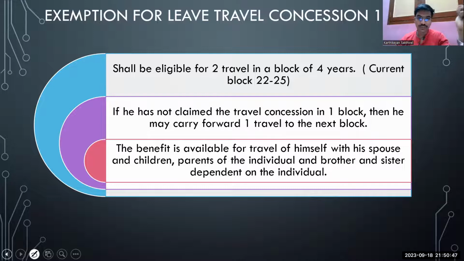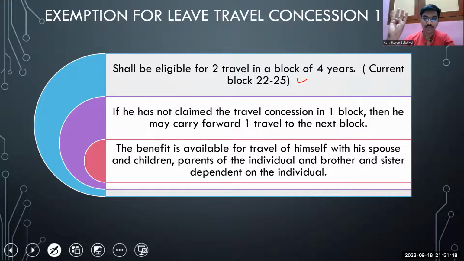Okay, wow. So assume, for example, the employer is sponsoring a tour every year. What will happen is that the first 2 will be exempt, provided the second conditions are satisfied. The first 2 will be not taxable, provided the conditions are satisfied. The second 2 will be fully taxable. Whatever amount is received by the employee for the purposes of this travel will be fully taxable in the hands of the employee. That is the first point: in this block of 4 years, you can go only for 2 travels. The current block is 22 to 25.